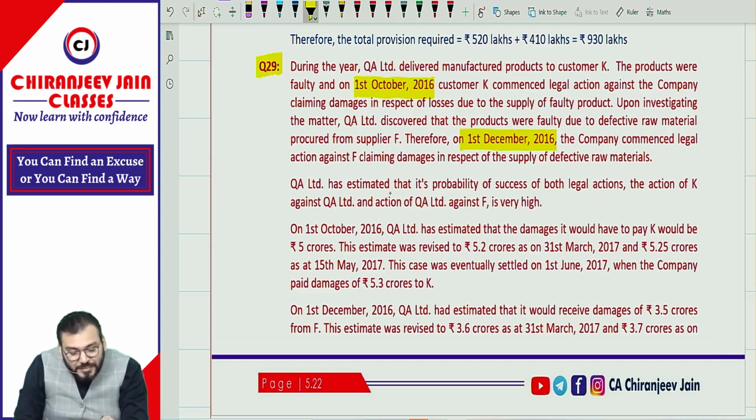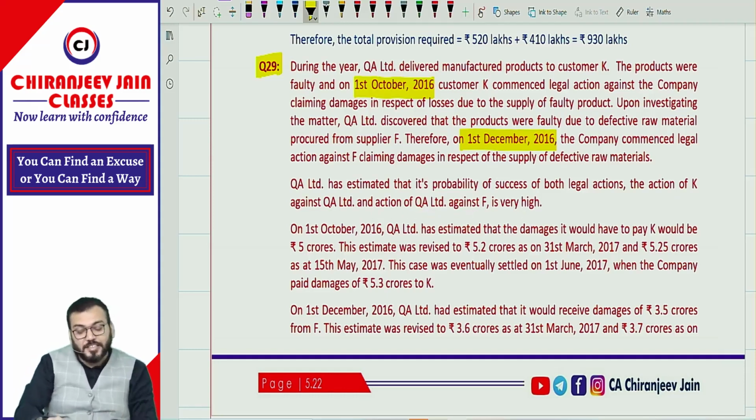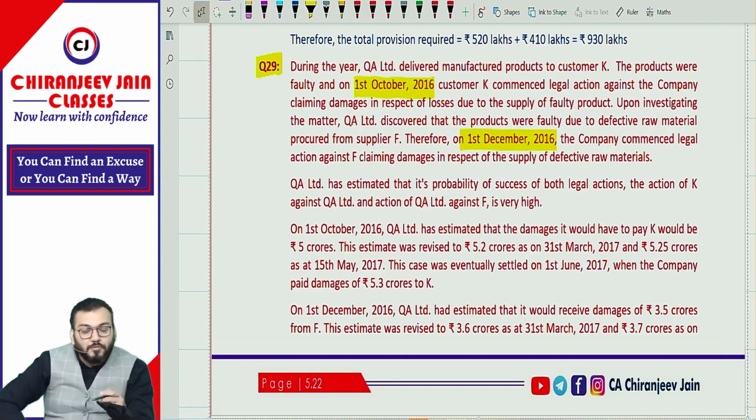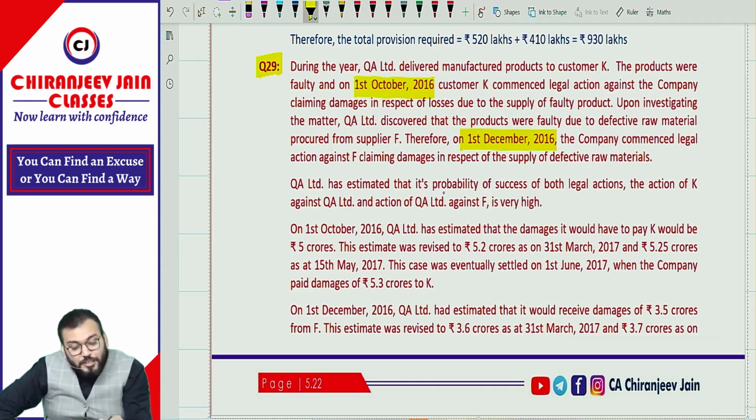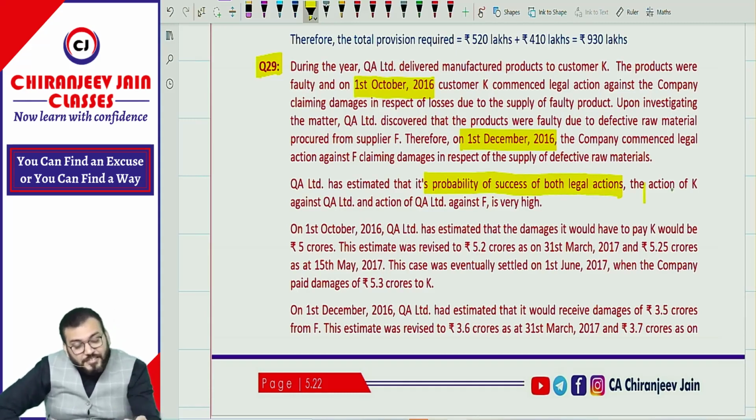QA Limited has estimated that its probability of success of both legal action, the action of K against QA Limited and action of QA Limited against F is very high. This sentence is a little dangerous. What have they given? QA Limited, of course QA will estimate, because we are doing the question from which company's point of view? QA has estimated that its probability of success of both legal action, the action of K against QA, the action of customer against QA, and action of QA against F is very high.